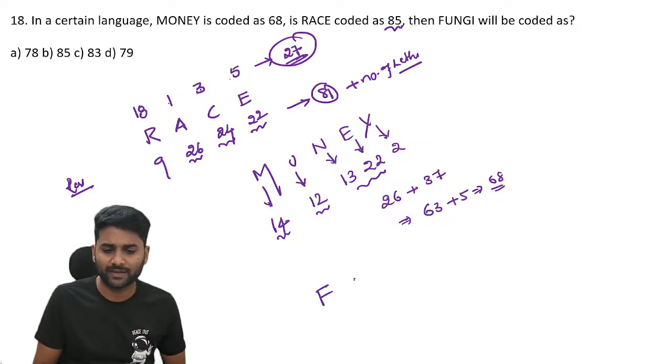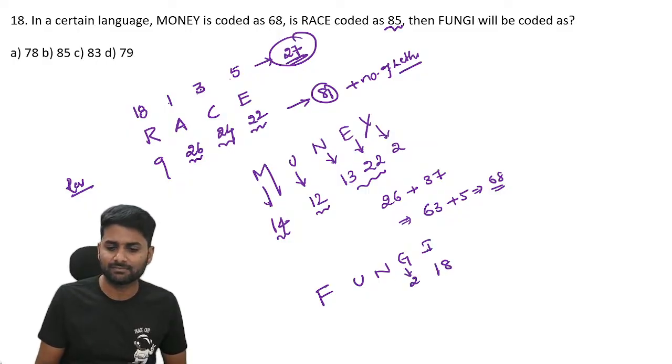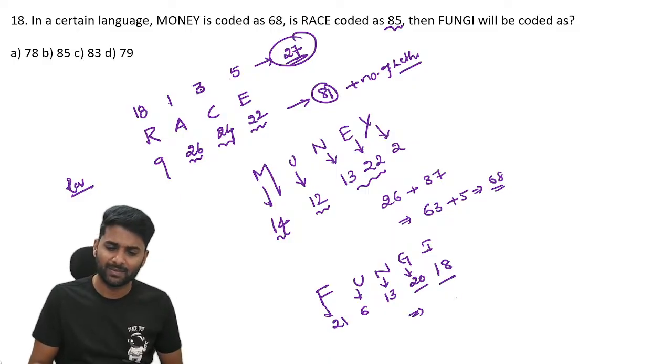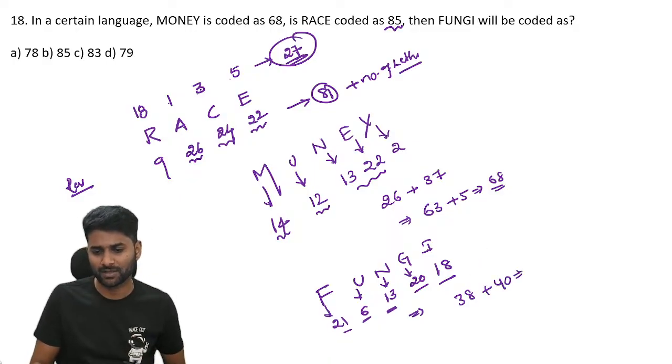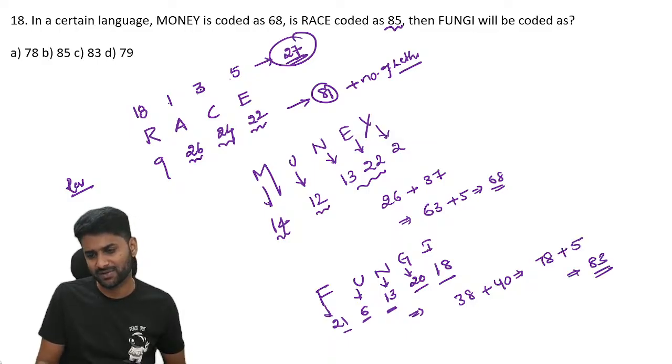Now what about fungi? In fungi, I is 18, G is the seventh letter so T is 20, N is 13, F is 6, U is 21. Go through the sum: 20 plus 18 is 38, 21 plus 6 is 27, 27 plus 13 is 40. Then the total sum is 78, and 5 letters we have to add. Then the answer must be 83.